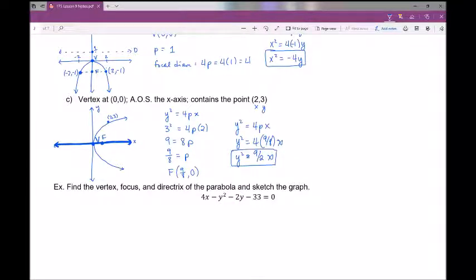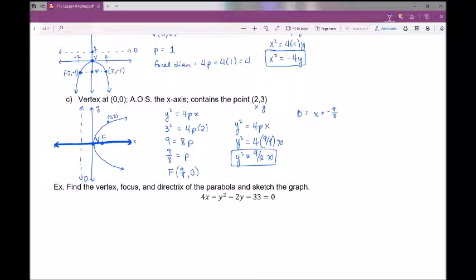Okay? Now that we found the equation, we just really need to finish our picture. We know the focus is 9/8 to the right of V, so we know the directrix must be 9/8 to the left of V, and so we can draw in that little dotted line and label it directrix. So we know the directrix is x equals -9/8.